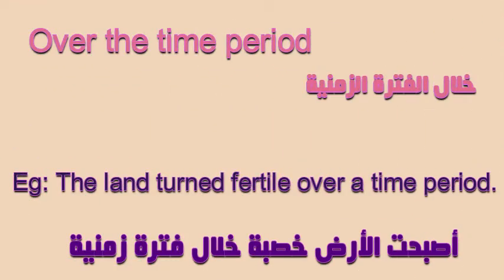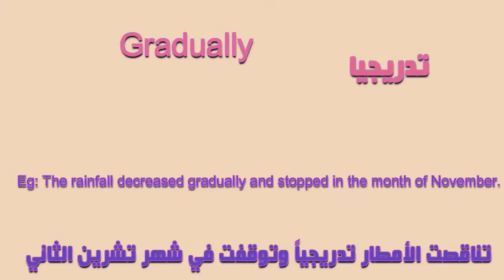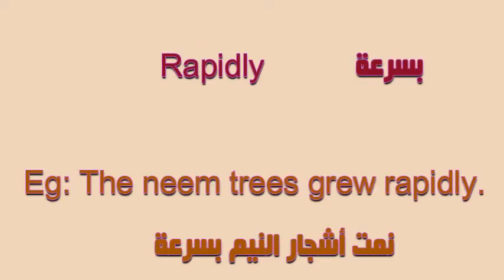Description. Over the time period. The land turned fertile over a time period. Estimated. It was estimated that the city would develop in 10 years of time. Gradually. The rainfall decreased gradually and stopped in the month of November. Rapidly. The neem trees grew rapidly.